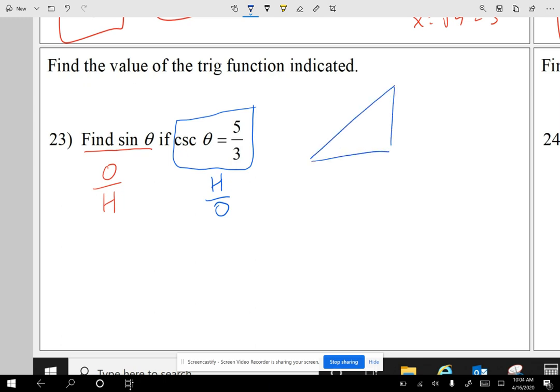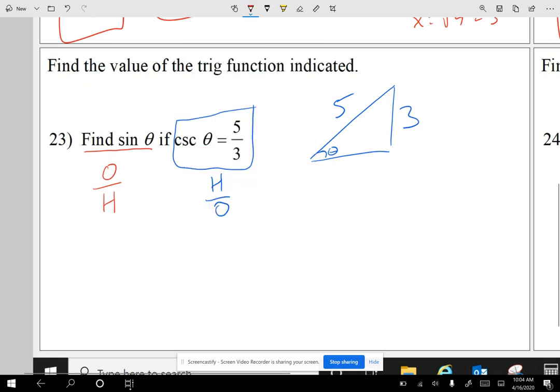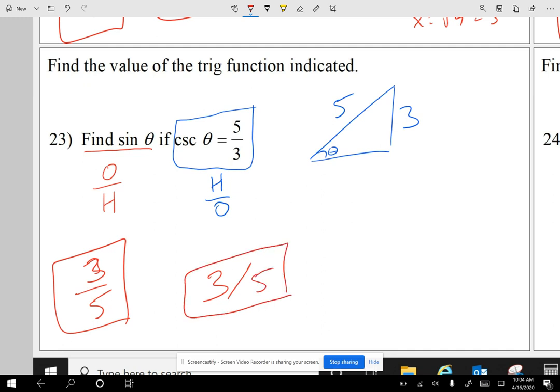Actually, let me write it. Here's my theta. I have the hypotenuse is 5. I have the opposite is 3. For sine, I need to do opposite over hypotenuse. So I'm just going to write 3 over 5. I have what I need. When I type this, I'm just going to go 3 over 5.